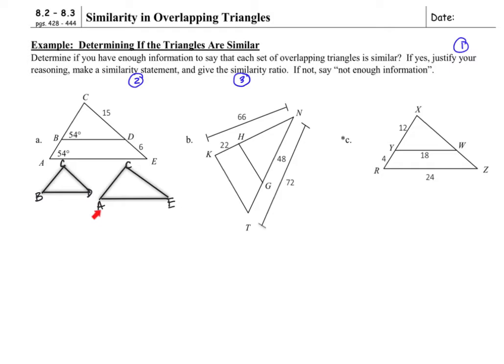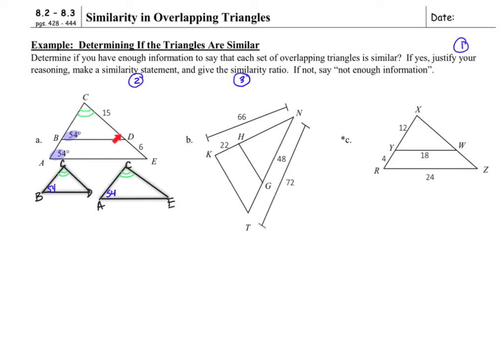I've drawn these triangles separately, just as we did when we were proving whether or not overlapping triangles are congruent. So let's label some congruent parts. Both of these triangles have their bottom left angle as 54 degrees. So that means that angle B right here is 54 and angle A is also 54. They're also sharing angle C, so angle C in both triangles is going to be congruent.